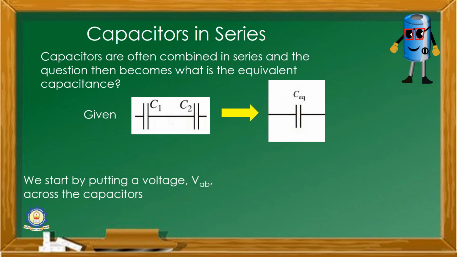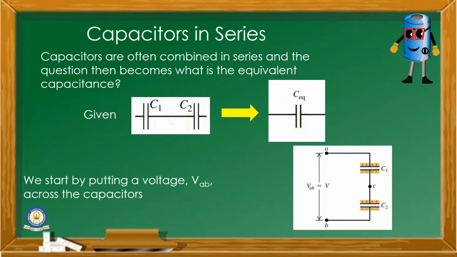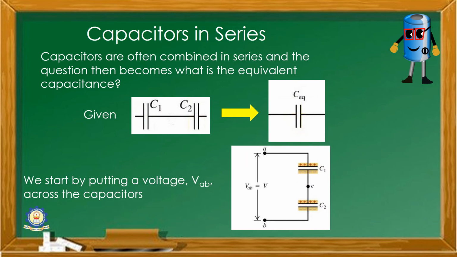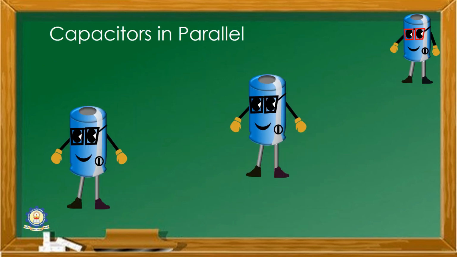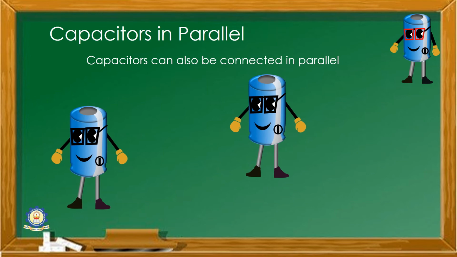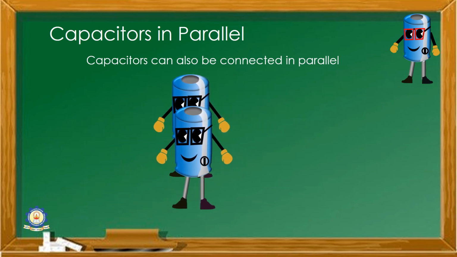We start by putting a voltage VAB across the capacitors. So in this circuit, you can see carefully the 3 nodal points. So we get 3 potential differences. Next, we'll move into the capacitors in parallel. What will these 2 capacitors do? Capacitors can also be connected in parallel like this.